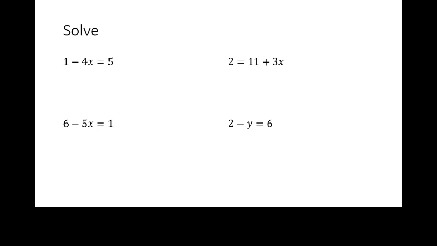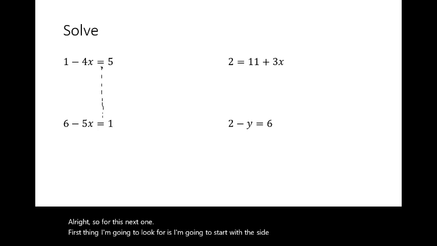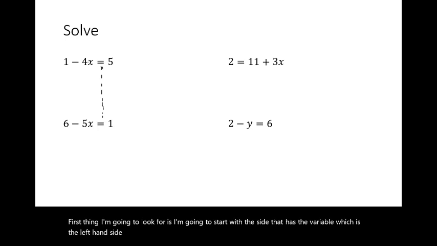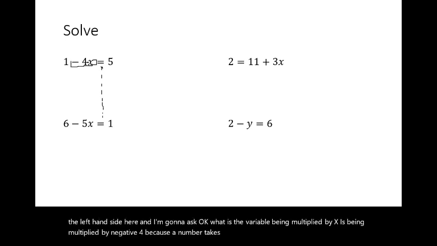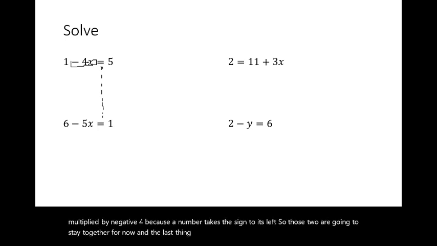All right, so for this next one, first thing I'm going to do is start with the side that has the variable, which is the left-hand side here. And I'm going to ask, okay, what is the variable being multiplied by? X is being multiplied by -4 because a number takes the sign to its left. So those two are going to stay together for now, and the last thing we're going to do is divide by -4. Which leaves us with this 1 over here, which does not have a variable.